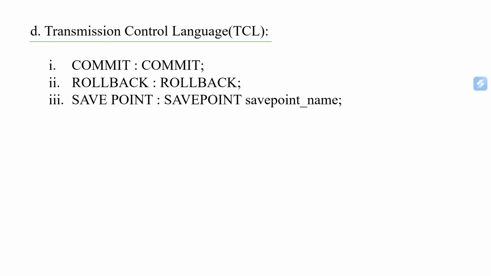The rollback is used to undo the changes during a transaction. The savepoint creates a savepoint within the current transaction. While writing a query, mostly we use DDL and DML commands. These are less used, which is DCL and TCL. So these are the various commands that are used in a SQL query.